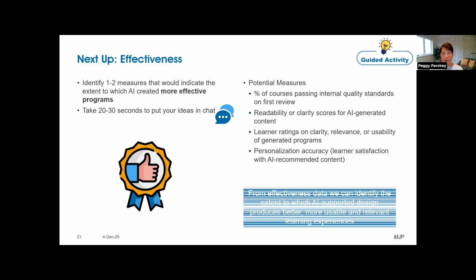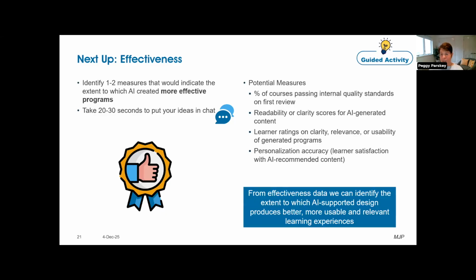All right, so the last one here, let me just cover this. From this type of data, we can identify the extent to which AI-supported design actually produced better, more usable and relevant learning experiences. So it can't be just that it was well written, but it has to be relevant and it has to be usable. People have to be able to apply it. So did it actually do that? That's what we're getting at here.